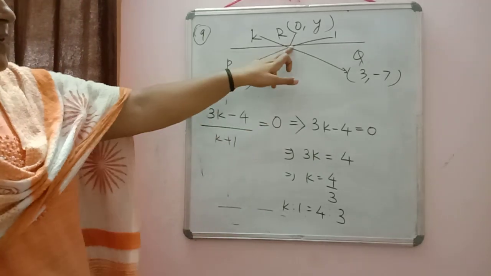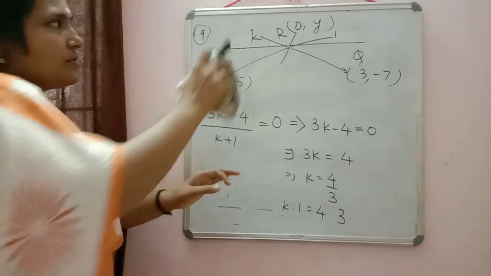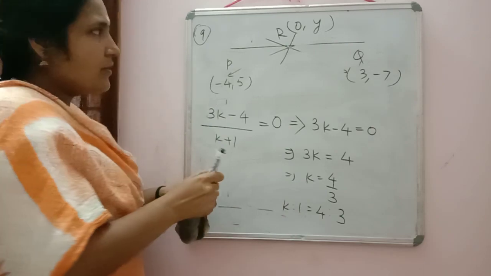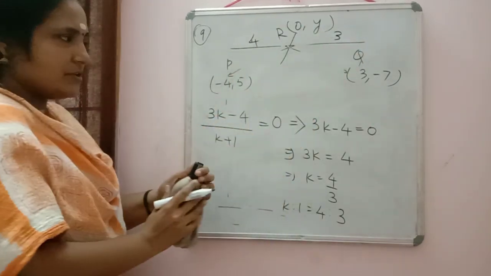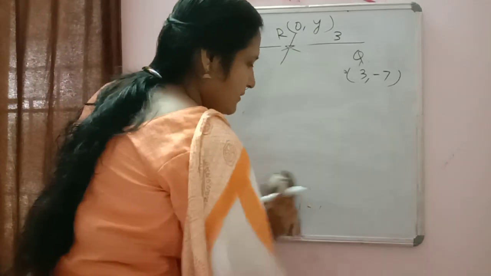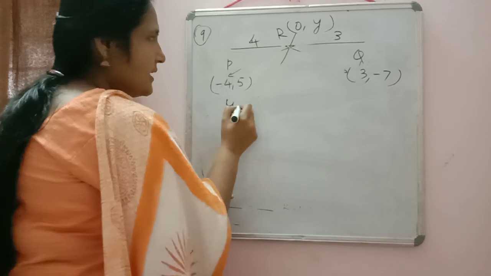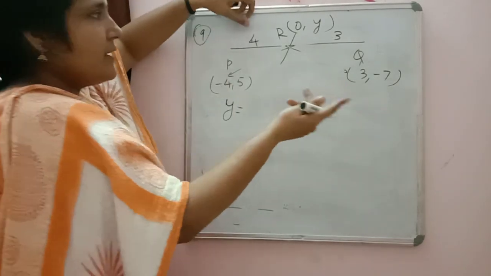Also find the point of intersection. We want the coordinate of this point. So again here we will write down the ratio as 4 is to 3. We got the ratio 4 is to 3. Now we want the coordinate of y. So y coordinate, y is equal to 4 will be multiplied by opposite y coordinate.